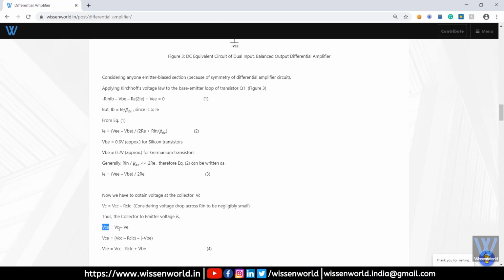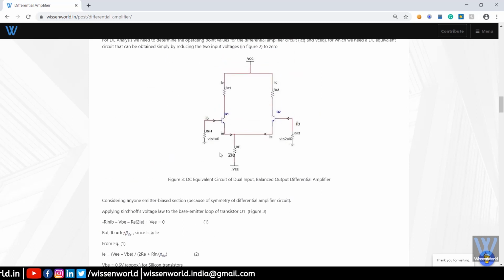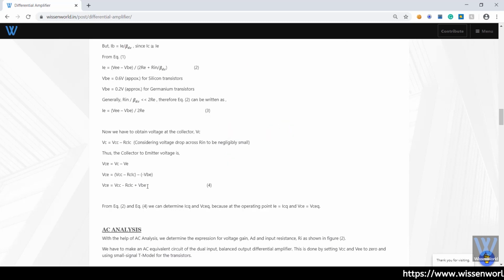We know the value of VC, we will put the value, and here what will be the VE, that is emitter voltage. Now since the base voltage will be nearly 0, so emitter voltage will be nothing but minus VBE. Okay, so now by using this we got the value of VCE. Now for the operating point, these values will be used.